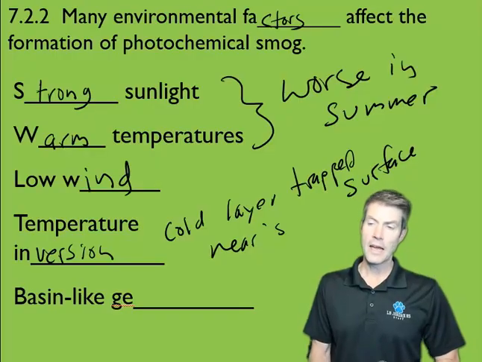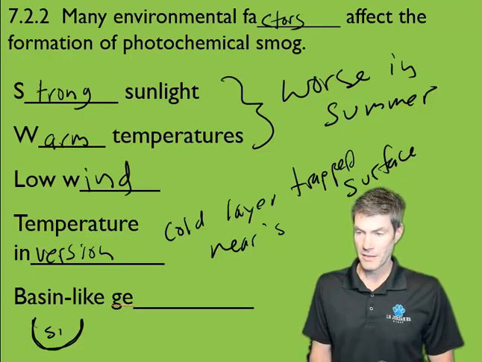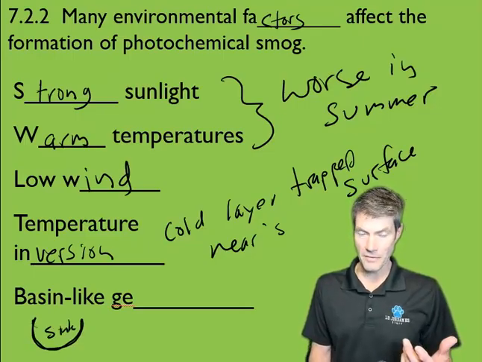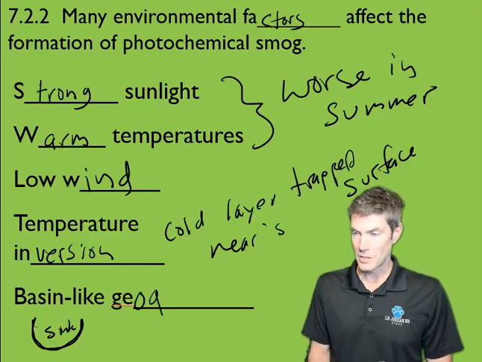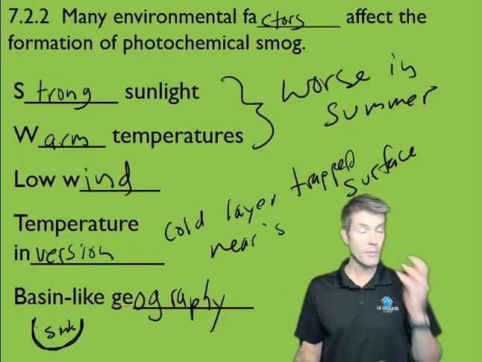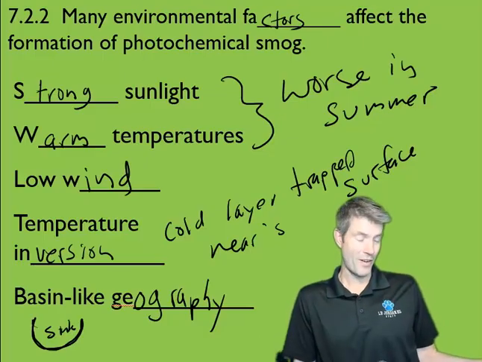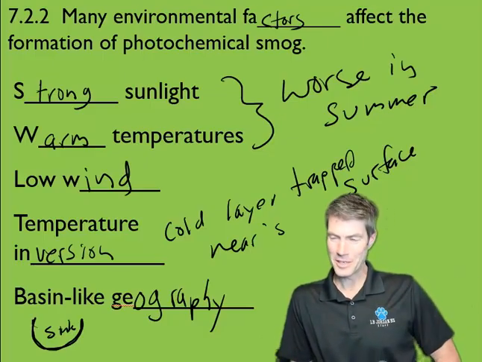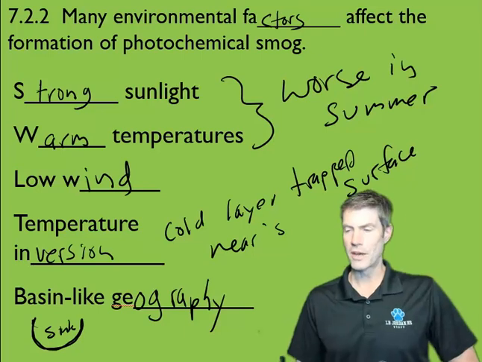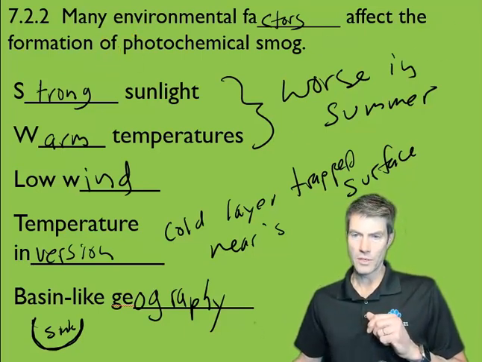And then basin-like geography. So a basin is like a sink. Basin is a fancy word for sink. So if you have mountains around you, or you're in a valley, same thing, like we are. We got mountains on half of our side. The rest is the ocean, but that's where the wind blows off from. You're going to have more problems because that air is going to collect.